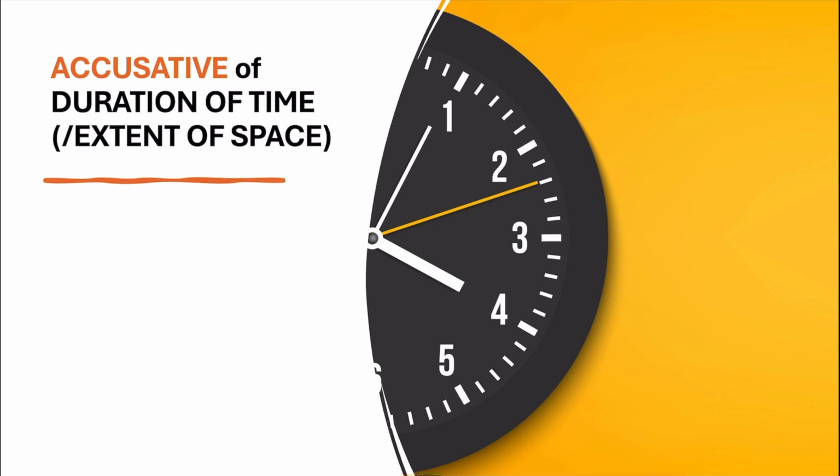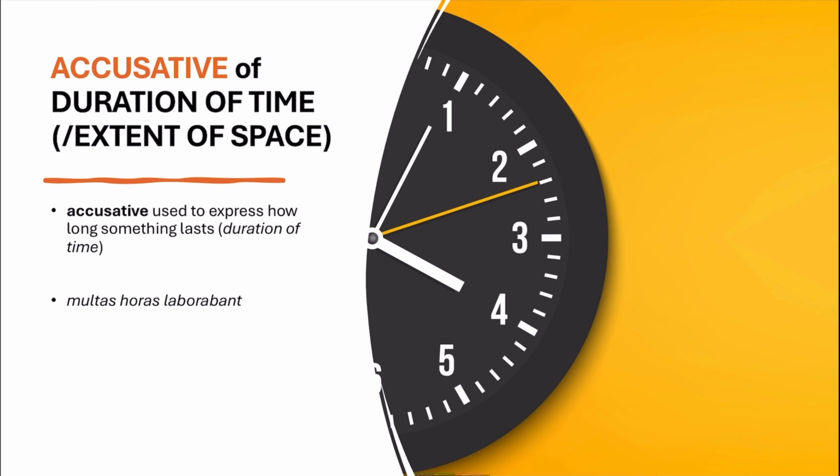So, in Latin we use the accusative case. If you need a recap of what your cases are, then click on the link that's coming up now. We would use the accusative case to express duration of time, so how long something has been happening, or extent of space. If we look at this example, it shows you very nicely. You don't need the word for when you are writing it in Latin.